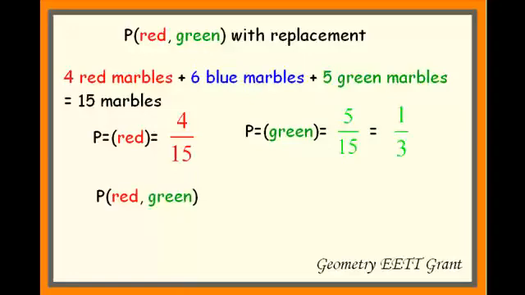So if we're doing the probability of red and green, so we get a red one, drop it back in, the next one we get is a green, well, what's the chance of that? These depend on each other. And so on this one, you multiply those 2 probabilities. So 4/15 times 1/3 is a total of, remember fractions multiply straight across. So 4 times 1 is 4, 15 times 3 is 45. So the probability of red and green is 4 out of 45.